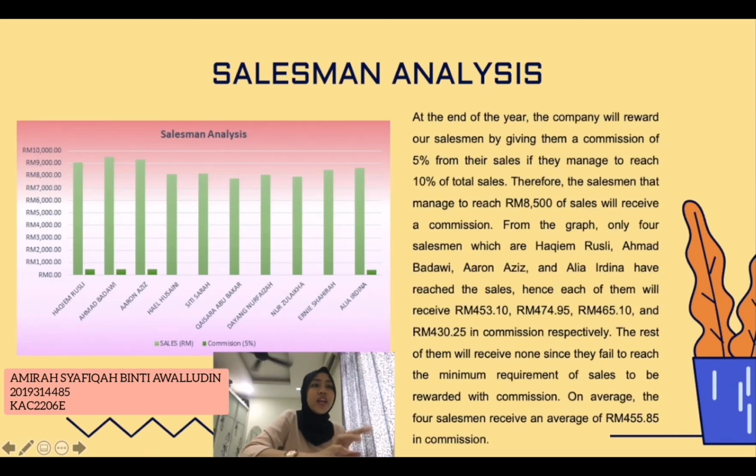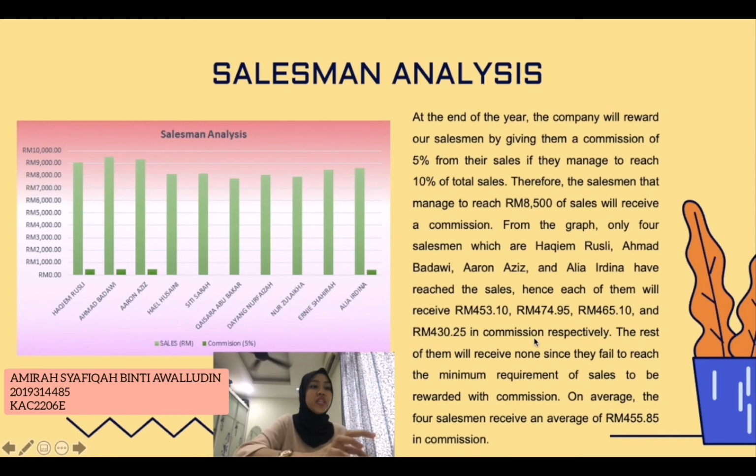So at the end of the year, the company will reward our salesmen by giving them a commission of 5% from their sales if they manage to reach 10% of total sales. So our total sales is around 85,000. So if they reach at least a minimum of 8,500 ringgit of sales, they will receive a commission. So from the graph, only 4 salesmen, which are Hakim Rusli, Ahmad Badawi, Aaron Aziz and Alia Alina, have reached the sales and meet the requirement to get a commission.